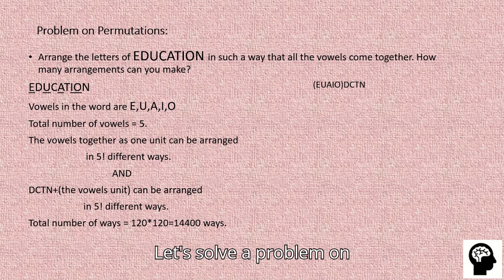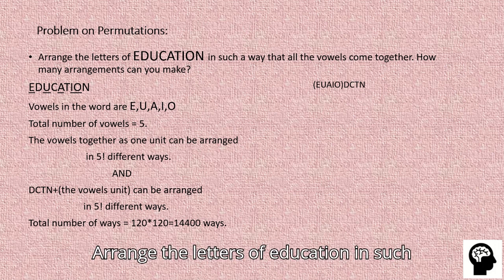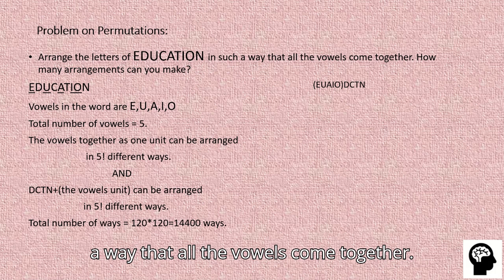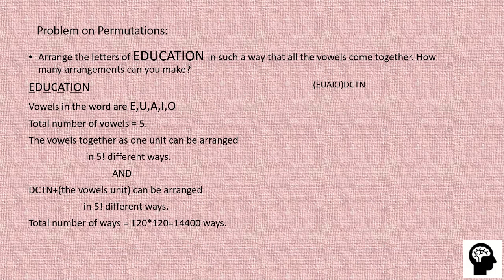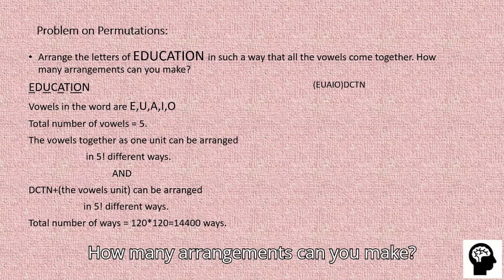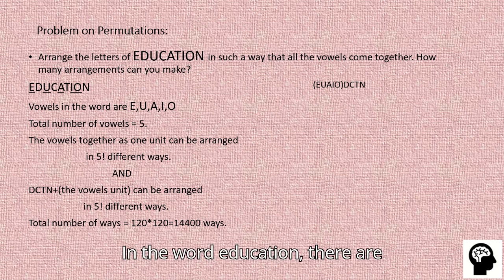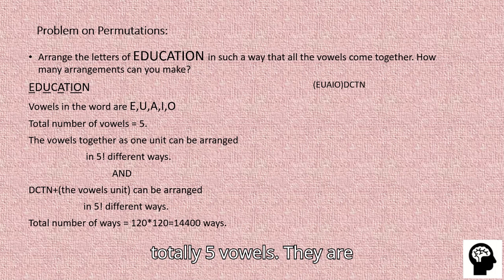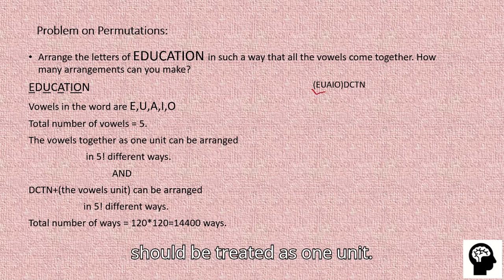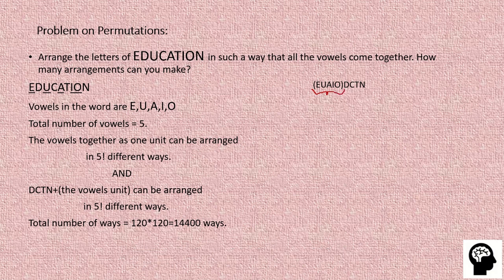Let's solve a problem on permutations. Arrange the letters of education in such a way that all the vowels come together. How many arrangements can you make? In the word education, there are totally 5 vowels. They are E, U, A, I, O. The vowels together should be treated as one unit.